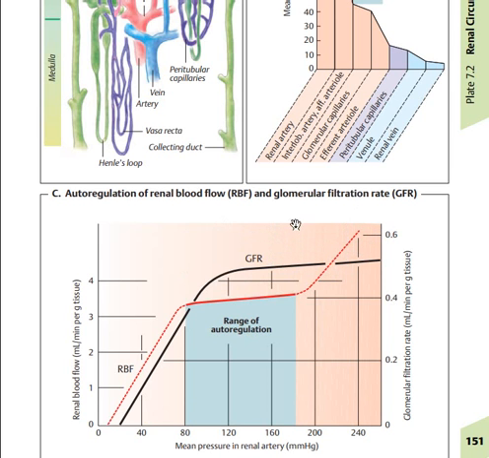Bowman capsule. Total pressure inside the glomerulus is the hydrostatic pressure inside the glomerulus minus the oncotic pressure inside the glomerulus. All this will be subtracted from the pressure inside the Bowman capsule, which is the hydrostatic pressure. The pressure inside the Bowman capsule will be equal to the hydrostatic pressure inside the Bowman capsule minus the oncotic pressure inside the Bowman capsule. So we have this.